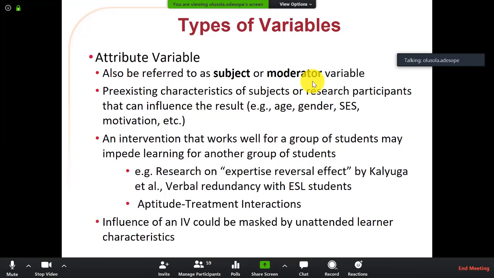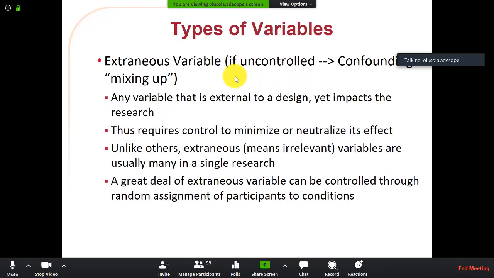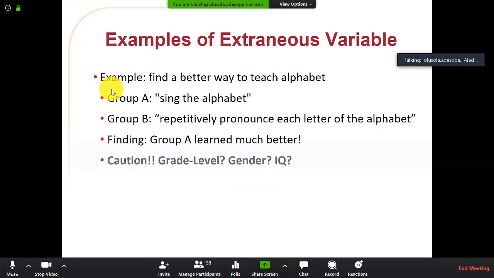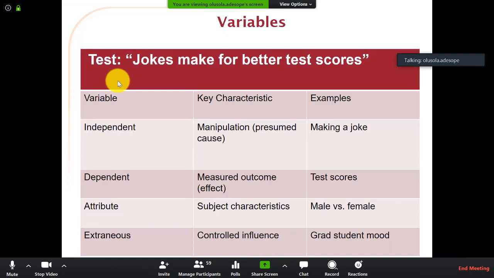In classic educational psychology literature, we call them aptitude treatment interactions. There are extraneous variables which, if not controlled, can confound or mix up your findings. We call them threats to the validity of your findings. I'm just trying to blaze through. Now we have a number of examples here.